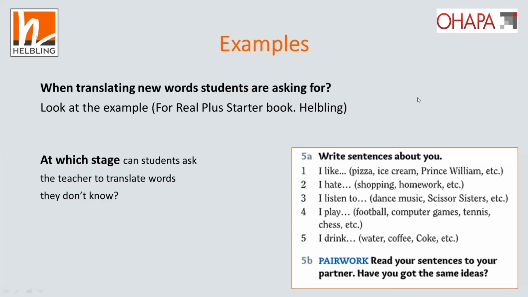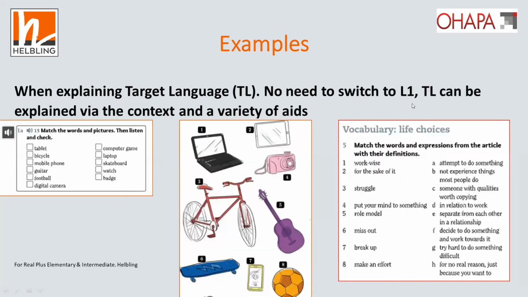Then the next case was when we explained target language, and there was a cross, like, no, definitely no, don't switch to L1. Really, you don't need to do this because new target language is explained via the context and a variety of aids. So context is the key word, whatever approach you use. And if context is clear, then students will get it, will understand what the new target language means.